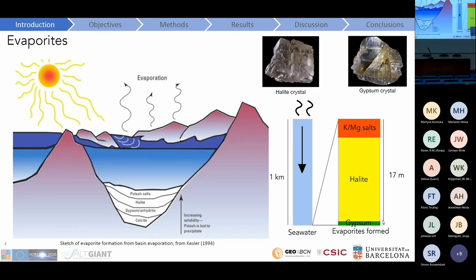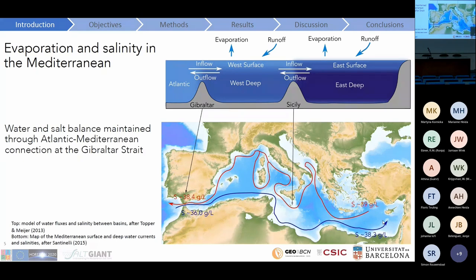The evaporation of 1 kilometer of normal seawater would result in a layer of about 17 meters of evaporites dominated by halite. So now we can ask ourselves, how is it possible that we find such a large evaporite deposit inside the Mediterranean Sea, which is just a normal marine basin nowadays? A very important clue we can see in its current configuration, where the Mediterranean is essentially a very large evaporitic lake, where there is less freshwater supplied by rain and river runoff than is evaporated over the basin.